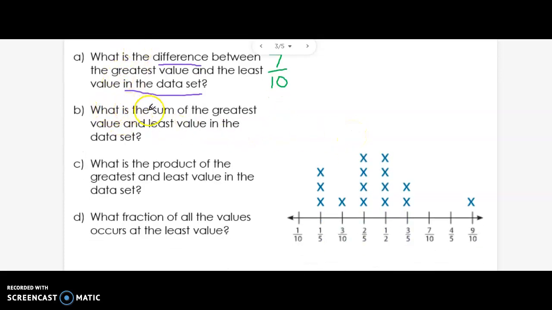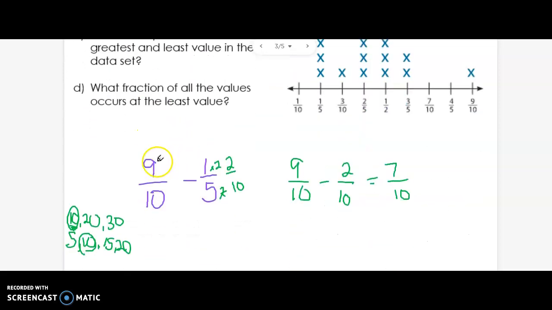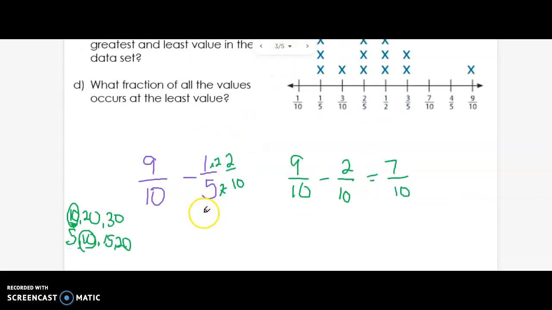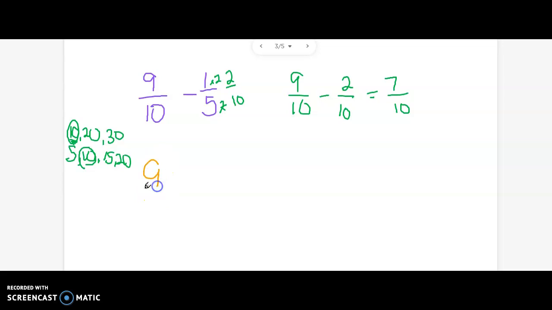It says, what is the sum of the greatest value and the least value in the data set? Well, we identified what they were before, right? 9/10 and 1/5. So instead of subtracting, they want to know the sum. So now I'm going to add those two together. 9/10 plus 1/5.